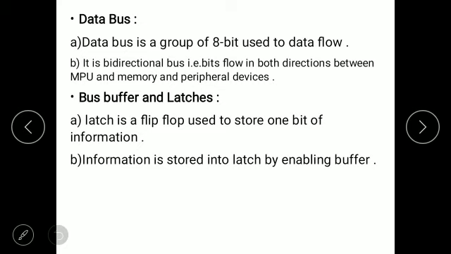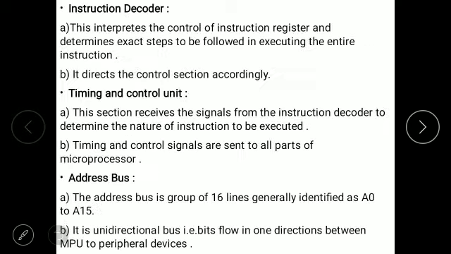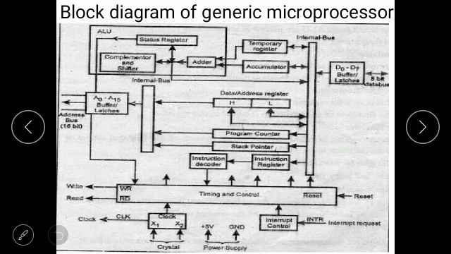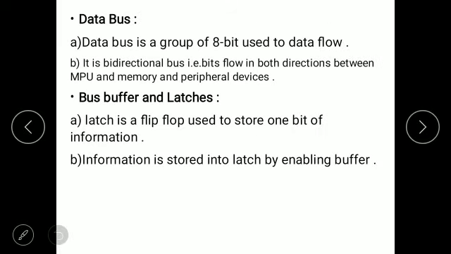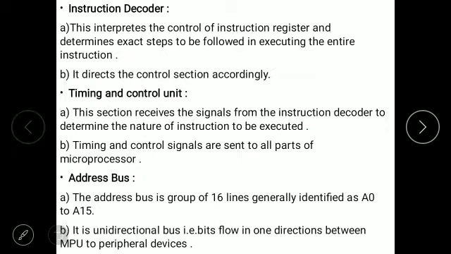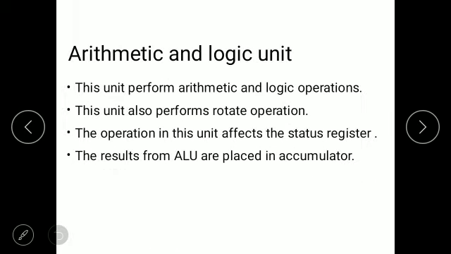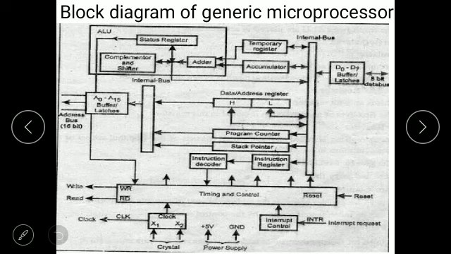Then next part is buffers and latches. If you see the block diagram, here is your buffer and latches block. A latch is a flip-flop used to store one bit of information, and information is stored into the latch by enabling the buffer. Okay, now this is the complete explanation of the generic microprocessor.